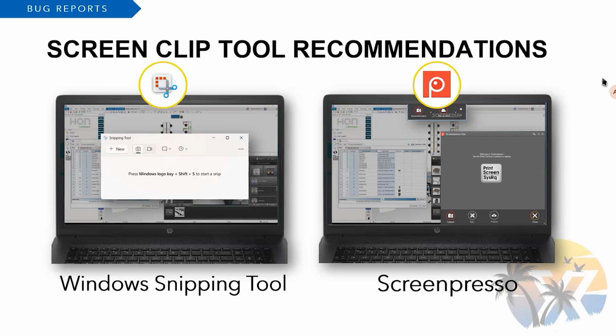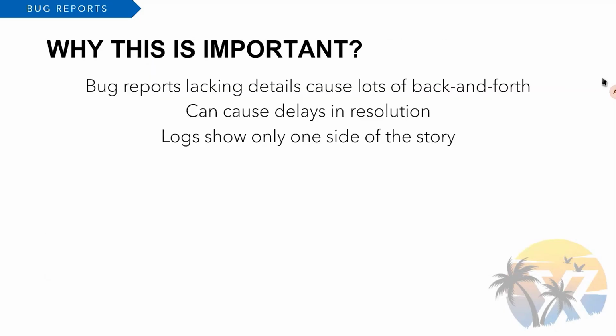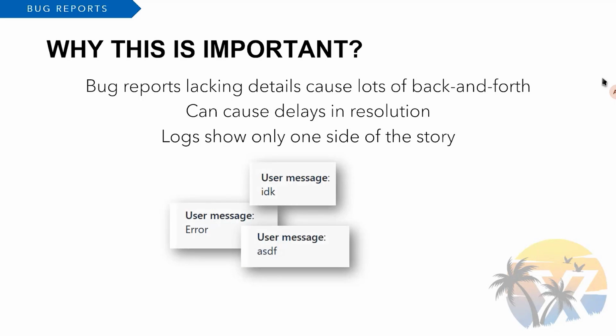So just some hot tips there. Now, we've been talking about bug reporting, but why is all of this important? Bug reports lacking details cause lots of back and forth, and it can cause delay in resolution and slow things down. And the logs only show one side of the story, so we need to have all that information. So you can see here, having just messages like "error," just a clash of the keyboard, really makes it hard for us to decide exactly what went wrong with the issue.